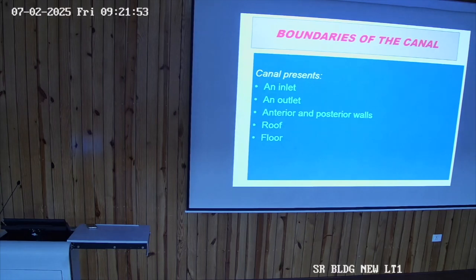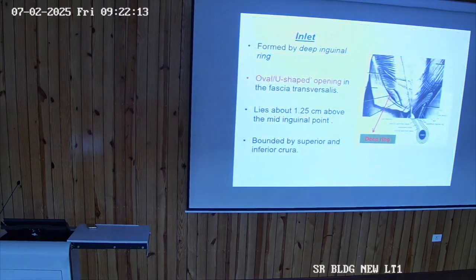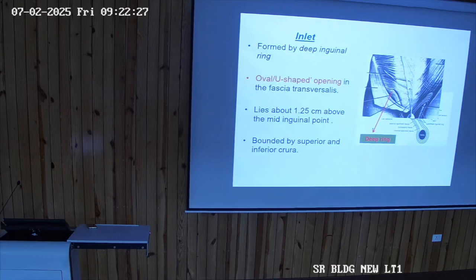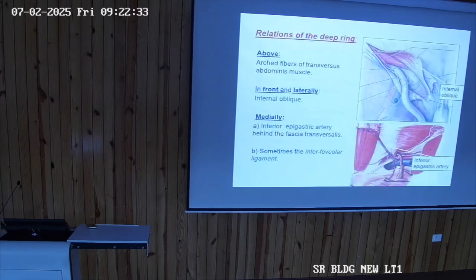Remember one thing, the ilioinguinal nerve does not enter through the deep ring. It pierces the internal oblique and then enters into the canal. This you have to remember. Only the spermatic cord or the round ligament will be entering through the deep ring. Now the inlet is formed by the deep ring. What is the deep ring? It is an oval or U-shaped opening. It lies in the fascia transversalis 1.25 centimeter above the mid-inguinal point, and it is bounded by a superior and an inferior crura. So you have to remember it is in the fascia transversalis.